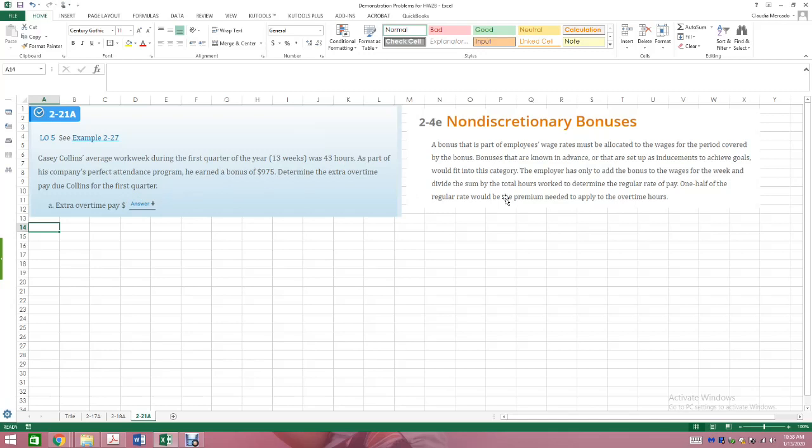In your textbook, they talk about non-discretionary bonuses. A bonus that is part of the employee's wage rates must be allocated to the wages for the period covered by the bonus, which is a 13-week period here. Bonuses that are known in advance or are set up as inducements to achieve goals would fit into this category, which is the case. They're inducing you to come to work and you get a bonus. The employer has only to add the bonus to the wages for the week and divide the sum by the total hours worked to determine the regular rate of pay. One half of the regular rate would be the premium needed to apply to the overtime hours.